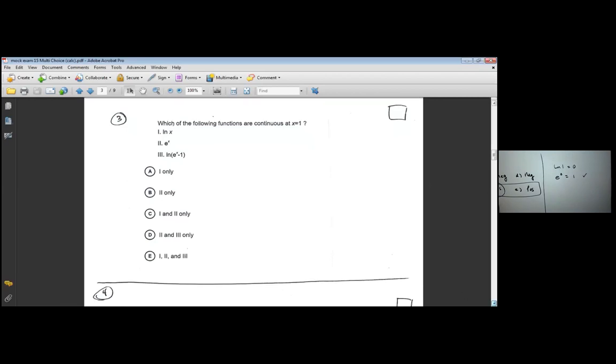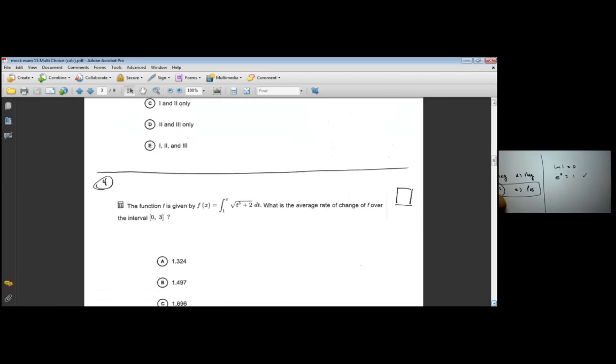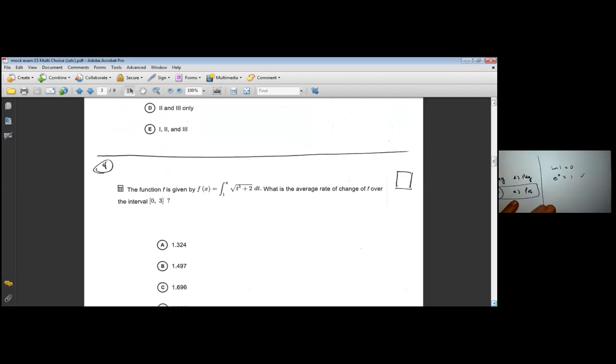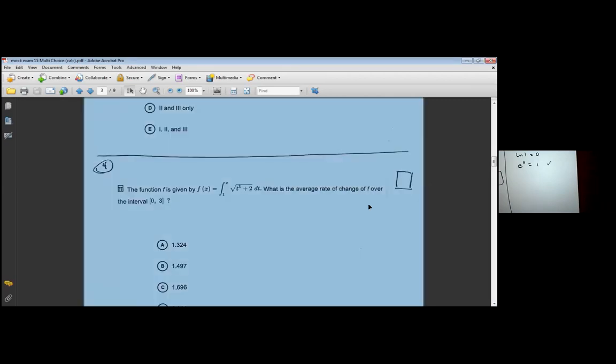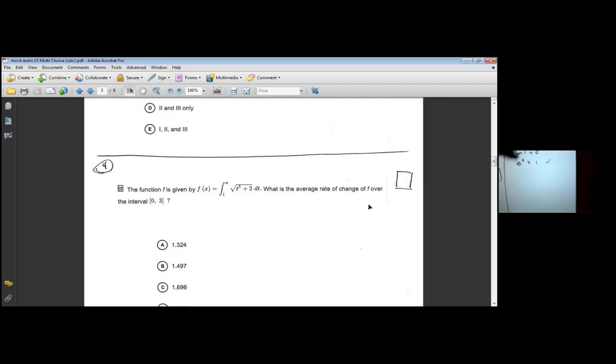Okay. Moving along to number 4, functions given by that. What's the average rate of change? Average rate of change just means to find the slope. So the average rate of change from 0 to 3. Remember, average anything is the formula, except average rate of change is just find the slope of what you got. In this problem, you've got 0 comma something and 3 comma something. We want to find the somethings and then find the slope.